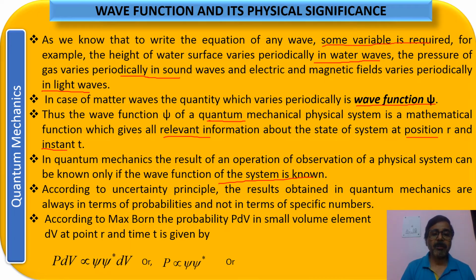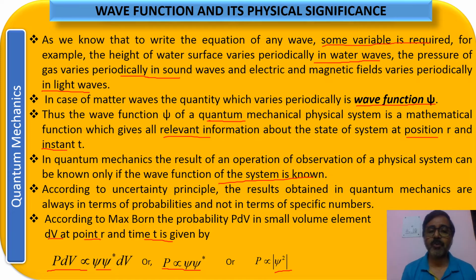According to Max Born, the probability P dV in a small volume element dV at point r and time t can be given as follows. How can we measure that probability? P dV is directly proportional to psi and psi conjugate into dV. So what are psi and psi conjugate? In the next slide, we can say the probability is directly proportional to psi and psi conjugate, right? So psi into psi conjugate is equal to psi whole square.